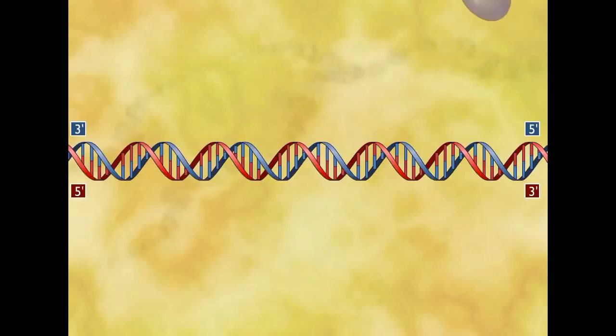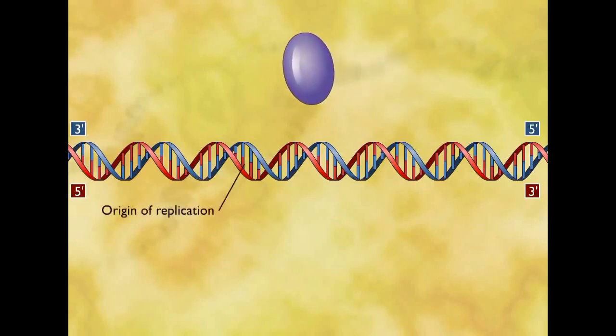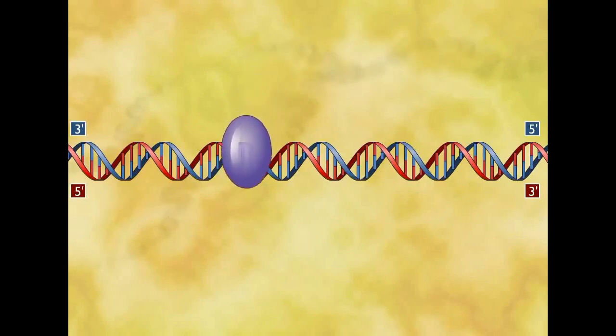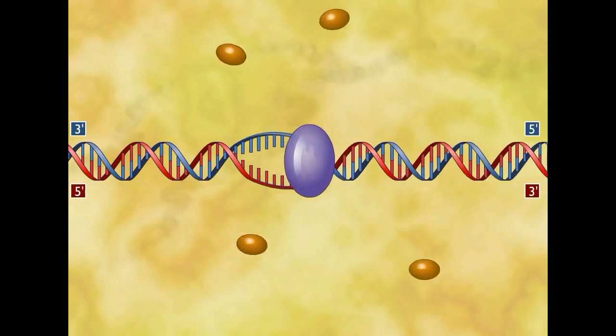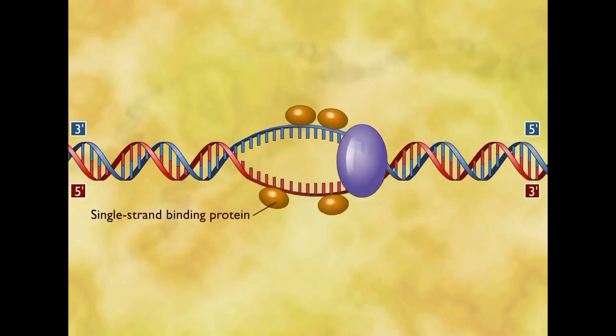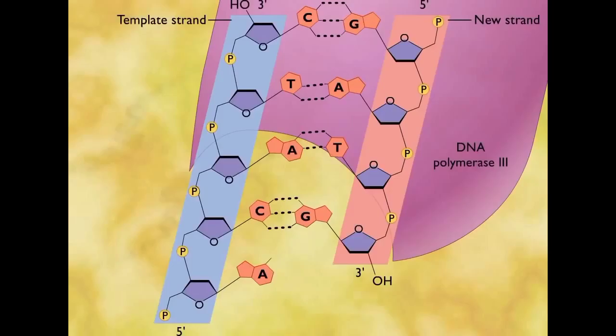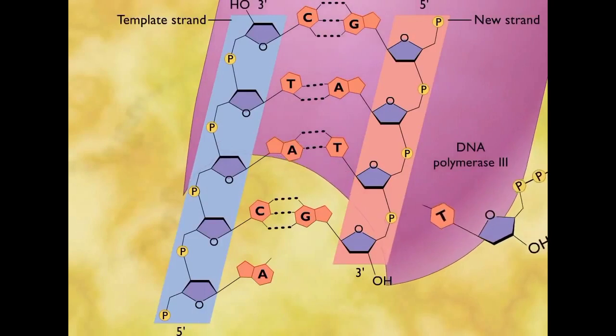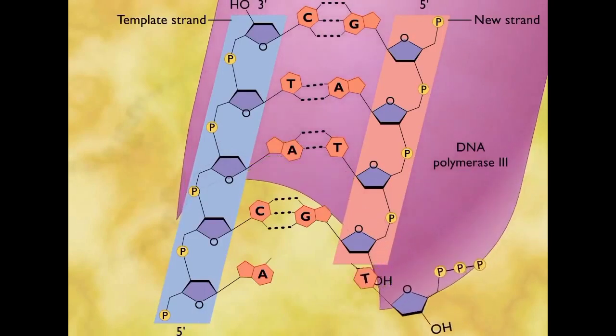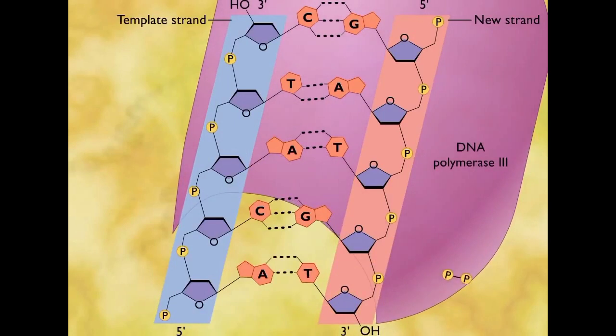The replication of DNA begins at a sequence of nucleotides called the origin of replication. Helicase unwinds the double-stranded DNA helix, and single-strand binding proteins react with the single-stranded regions of the DNA and stabilize it. DNA polymerase III is the major enzyme involved in DNA replication. DNA polymerase III can only add a nucleotide to the 3' end of a pre-existing chain of nucleotides, and it cannot initiate a nucleotide chain.